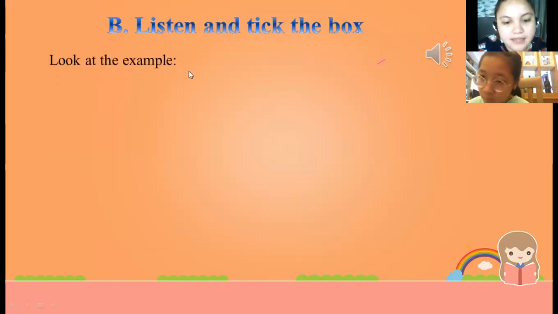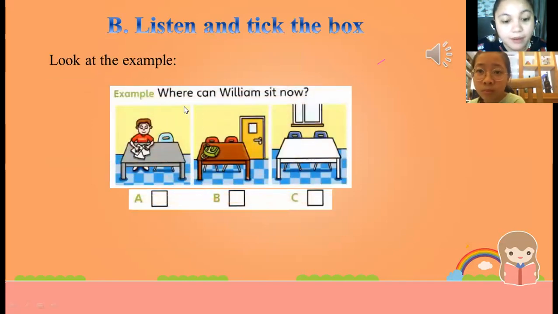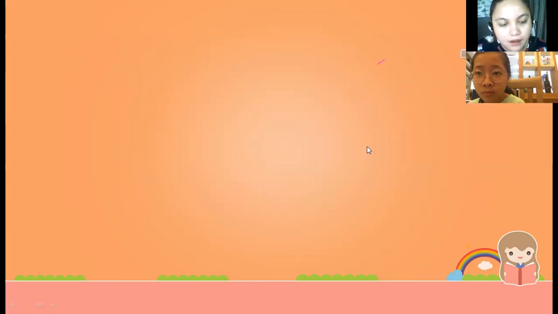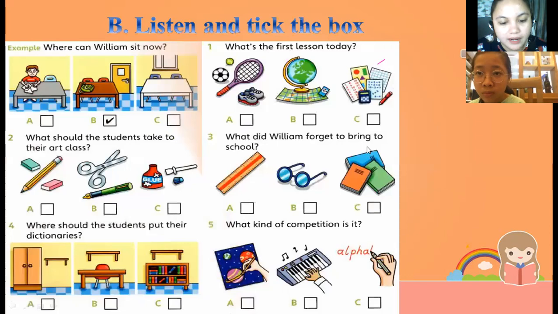Now let's have letter B activity. Listen and tick the box. So look at the example. Where can William sit now? Now let's listen, and then tick the box of your answer.